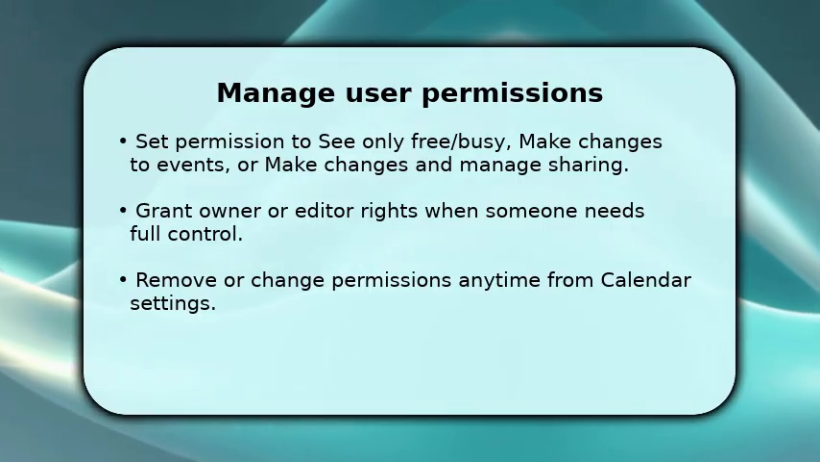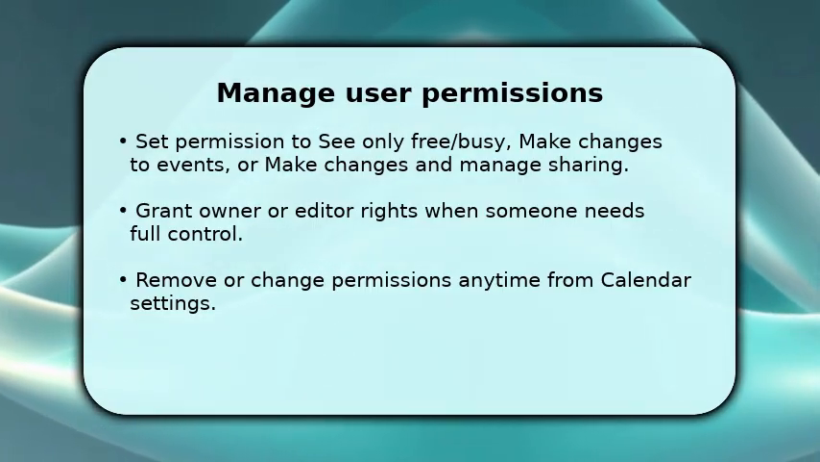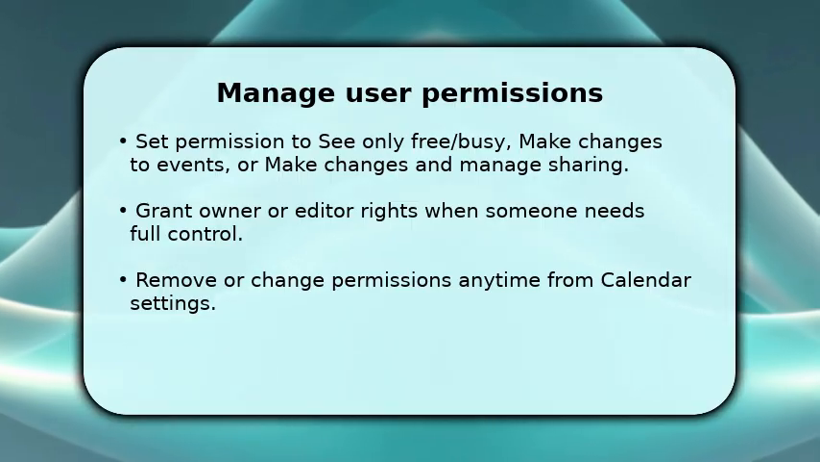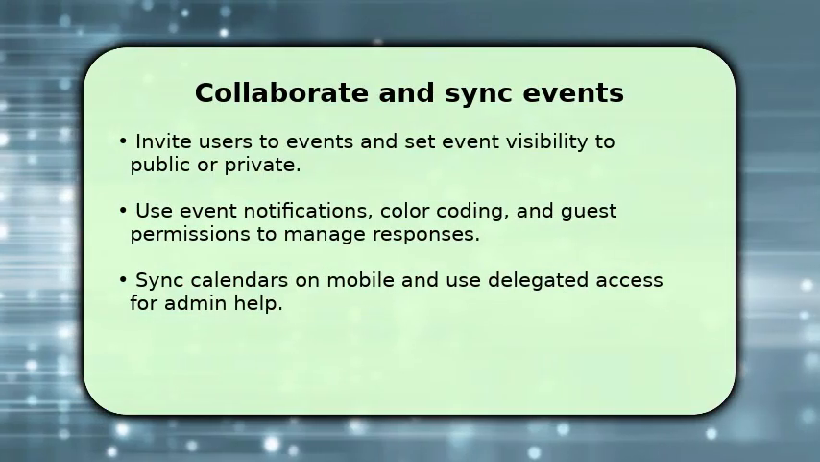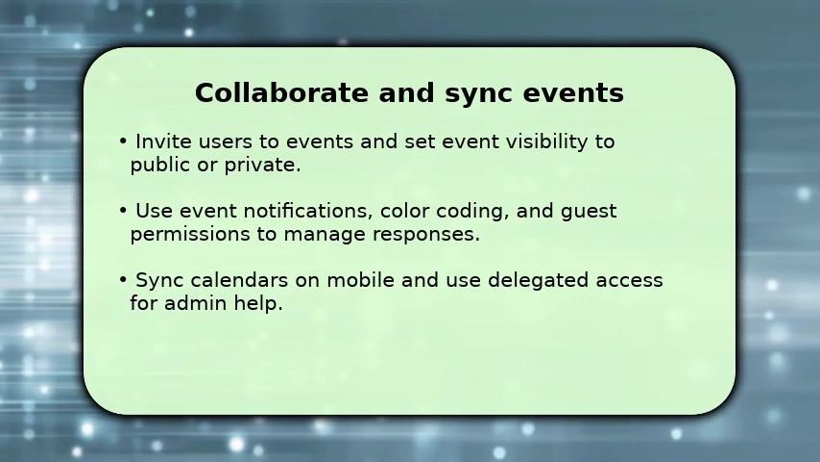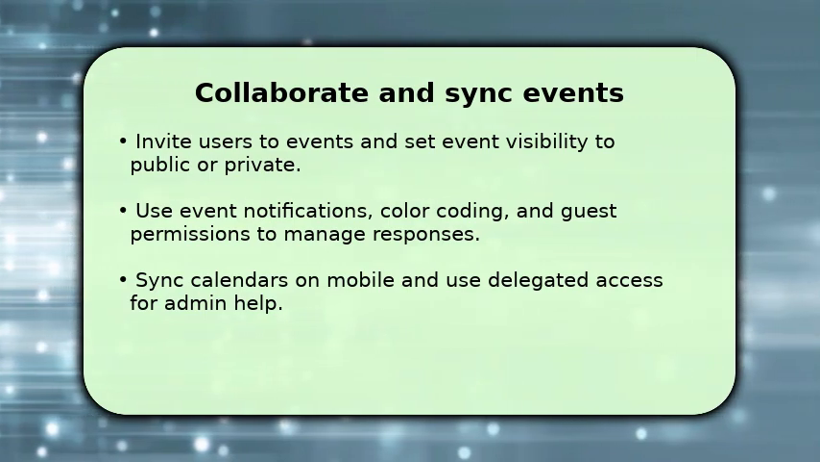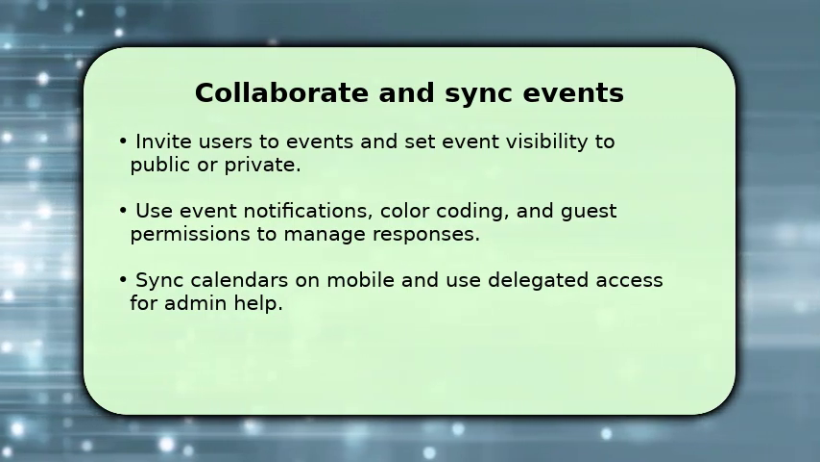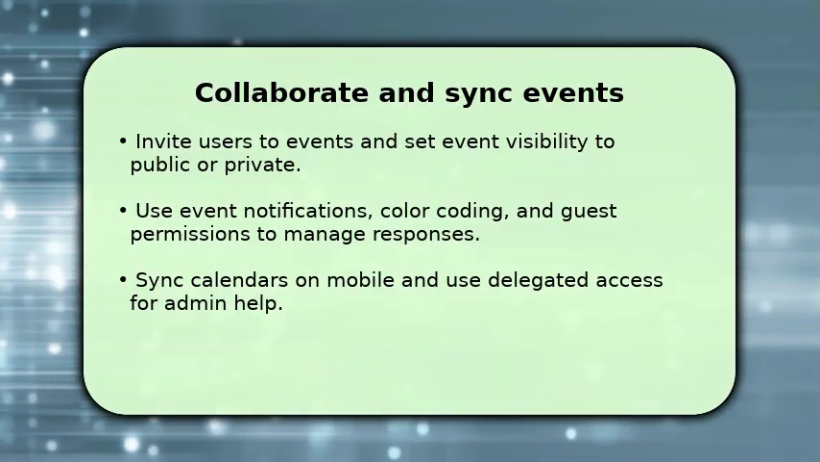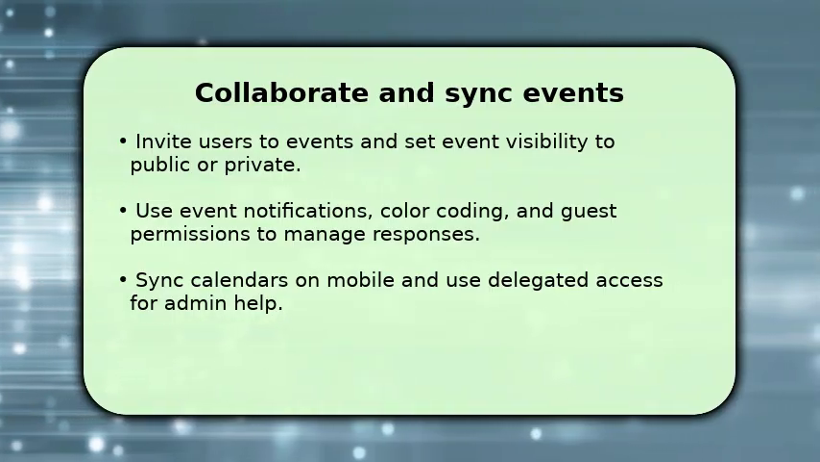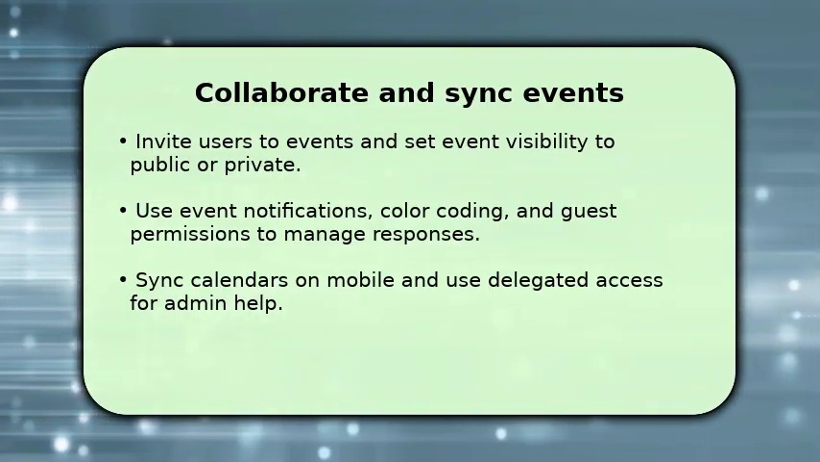Use careful permission choices to avoid mistakes. Create events on the shared calendar and add guests by their email addresses. Set event visibility to public or private depending on the content. Enable notifications and choose email or mobile alerts for every attendee. Use color coding for event types so the team scans schedules easily.